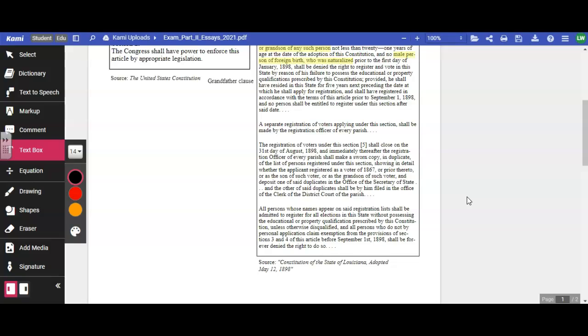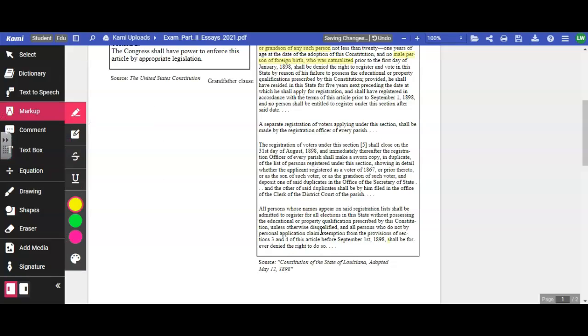And all persons who do not, by personal application, claim exemption from the provisions in sections 3 and 4 of the article before September 1st, 1898, shall be forever denied the right to do so. If you do not apply to get an exemption or an exception to this rule, you will never be able to vote.